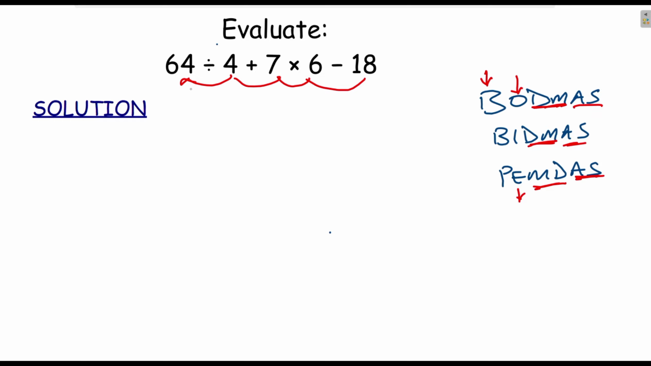So in this case, we are going to do 64 divided by 4 first, and then we are going to have to do 7 times 6 also. When we have done those, then we can continue from there. So what is 64 divided by 4? That is 16, plus 7 times 6 is 42, minus 18. And we have reduced it to just addition and subtraction, and from there on it's easy peasy lemon squeezy, and our answer is 40.